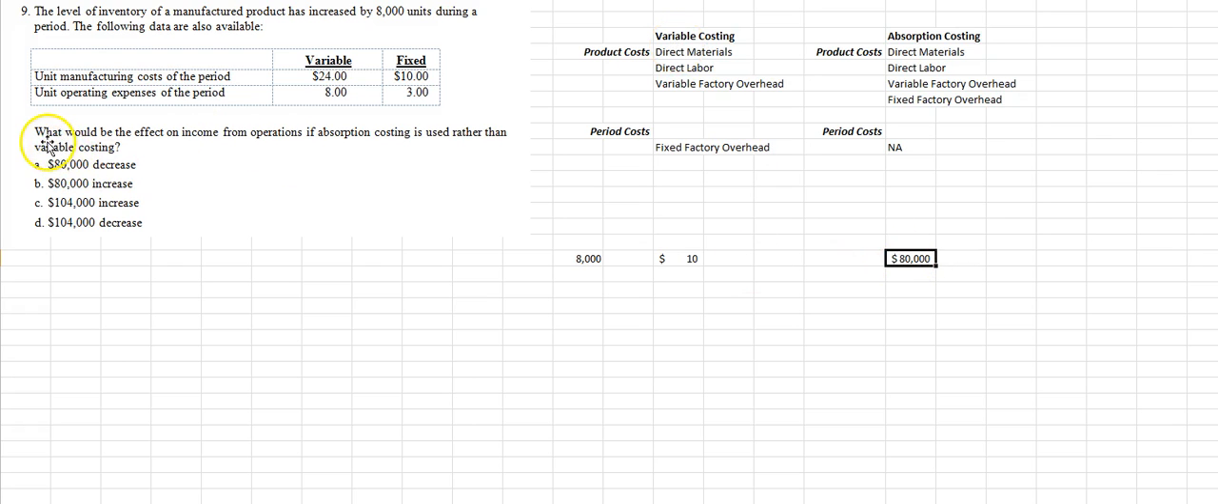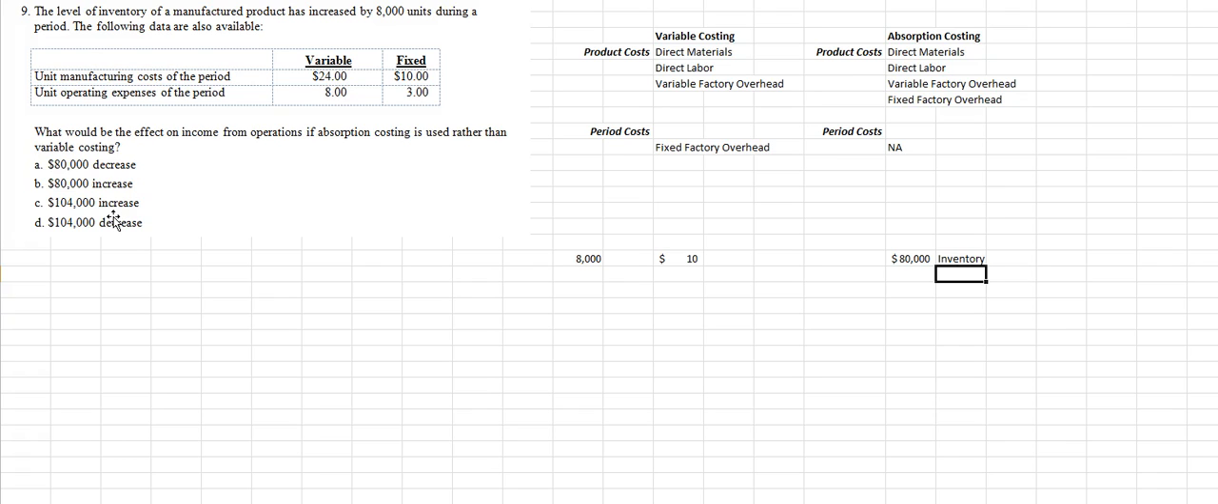So let's see what the question is. What would be the effect on income from operations if absorption costing is used? Well, if absorption costing is used, I'll be able to put $80,000 of my fixed factory overhead into inventory rather than expense it. So it's going to be an increase of $80,000. The answer would be B. Okay?